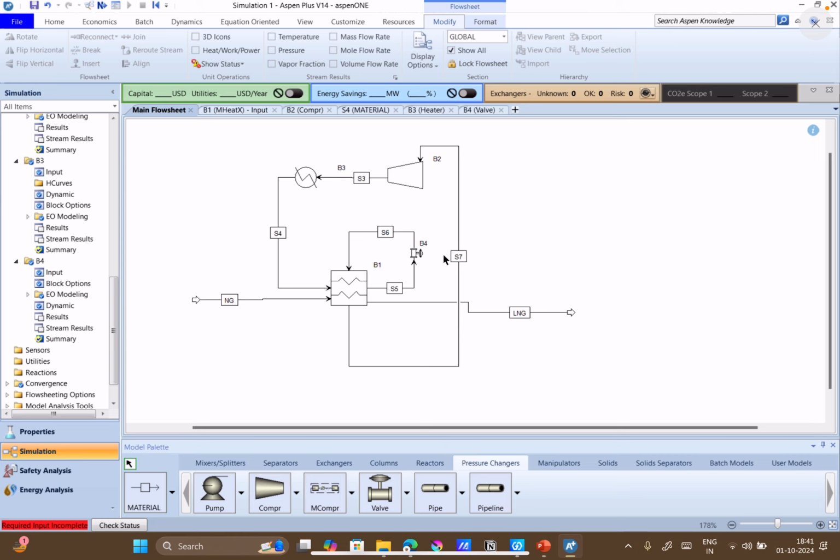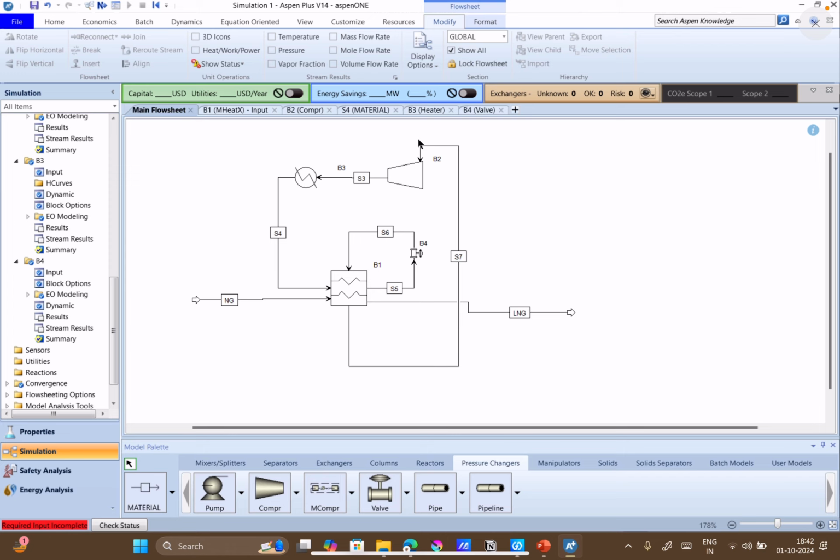So what is happening in this cycle? Let's try to understand it. This hot vapor is coming, it is cooled further to some degree, then it is expanded. Because of expansion, this high pressure, high temperature stream is converted to low pressure, low temperature. That low pressure, low temperature stream is used to cool down our natural gas as well as this intermediate stream. From there the low pressure, high temperature stream goes to the compressor, right?